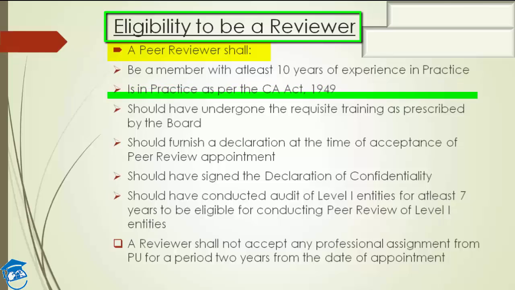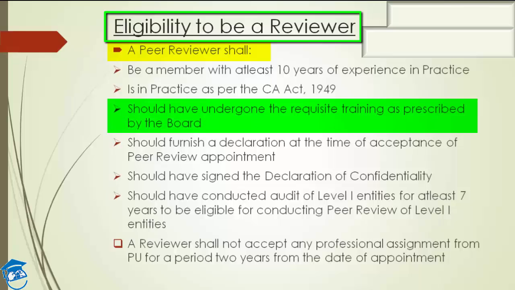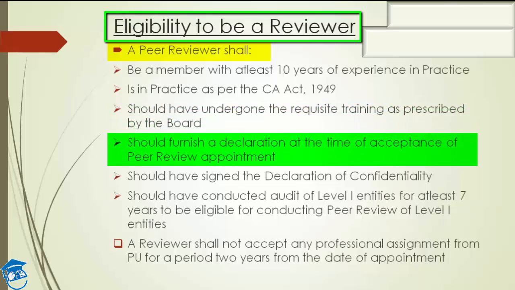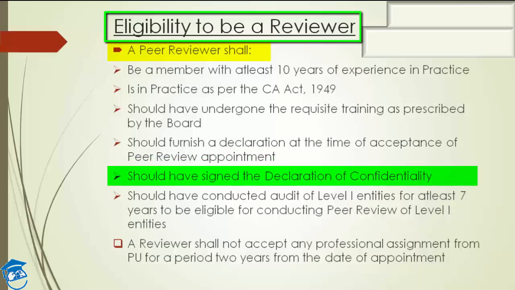Then you must have undergone the requisite training which has been prescribed by the board. Then, you should have furnished the declaration as prescribed by the board at the time of acceptance of the peer review engagement appointment. Next, you should have signed the declaration of confidentiality as prescribed by the board.